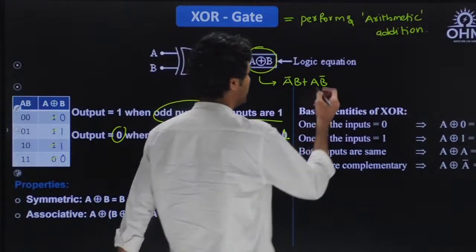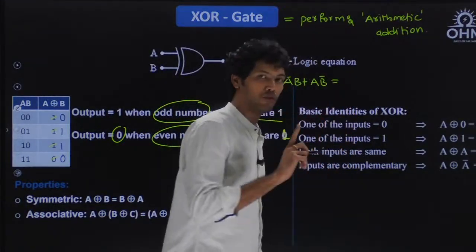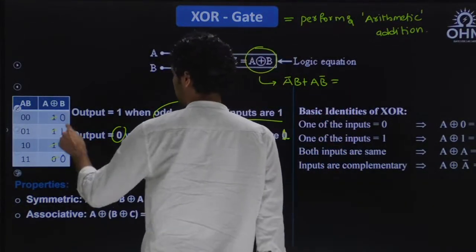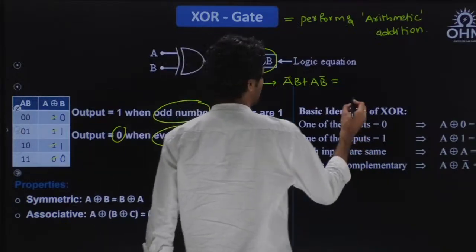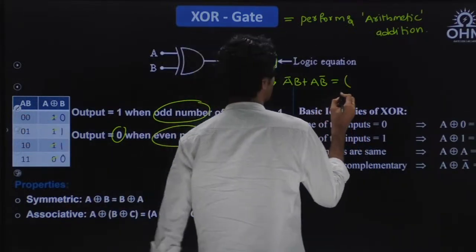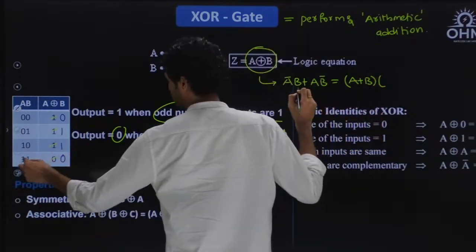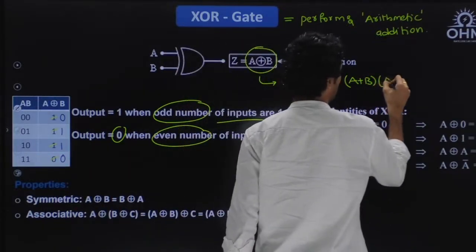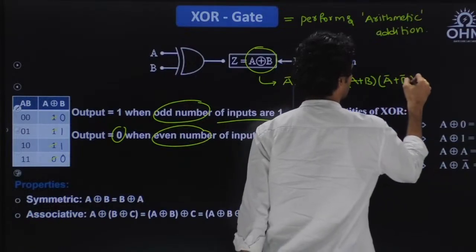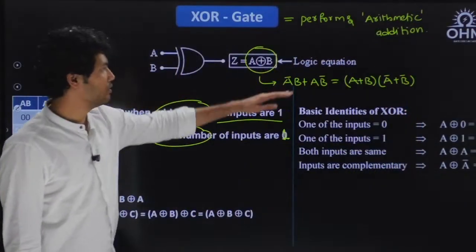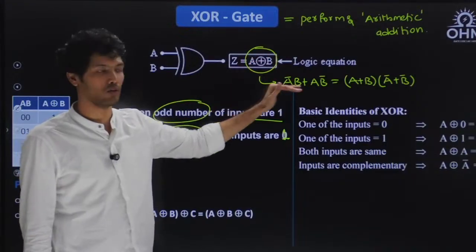And if you want to write this in max terms format, max terms correspond to the zeros. The first 0, since both of the inputs are zeros, can be written as A plus B. And the next 0, which corresponds to A B equal to 11, can be written as A bar plus B bar. So this is basically the equation of XOR.